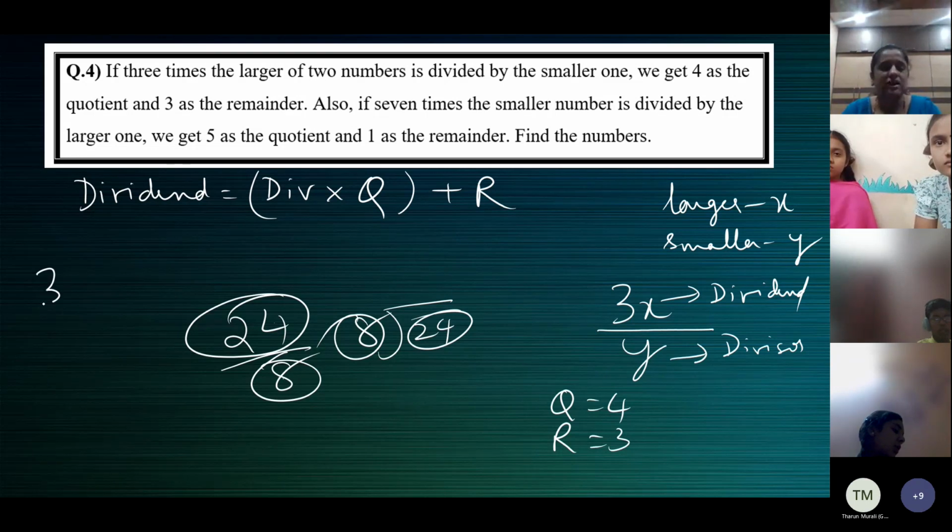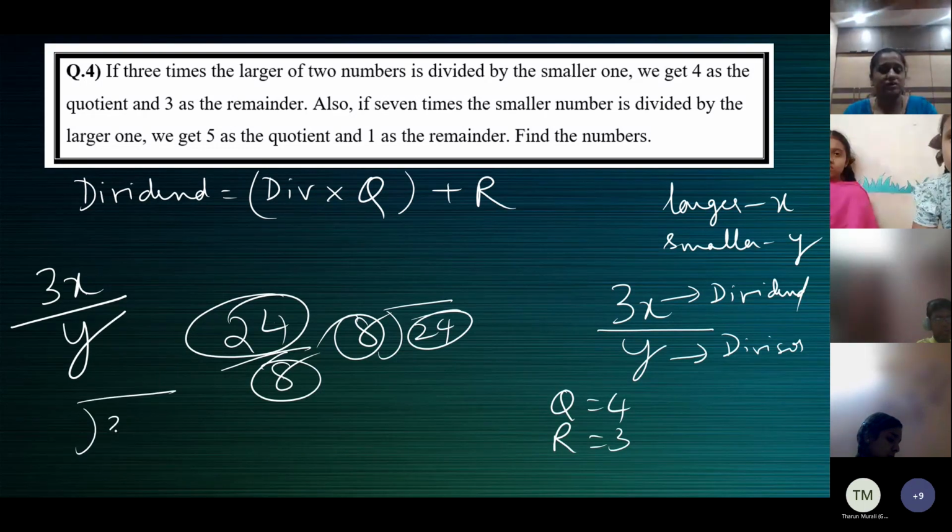Three times the larger of the two numbers, 3x, is divided by the smaller one, y. So you will write it like this: 3x divided by y. This is the dividend, this is the divisor.